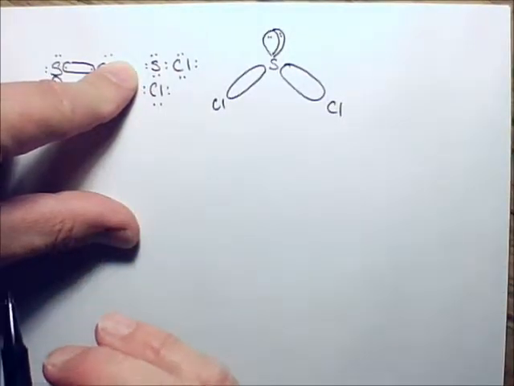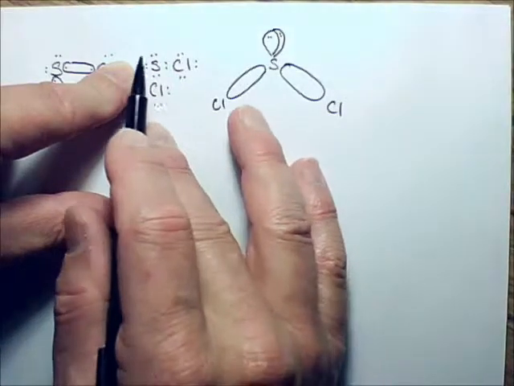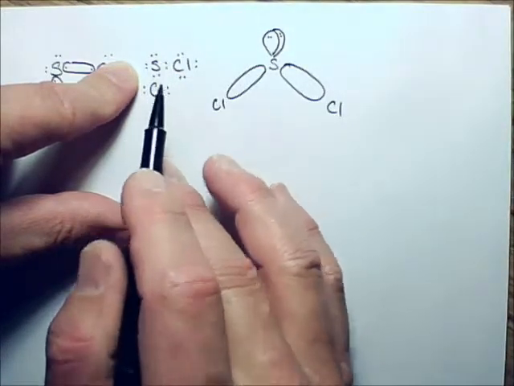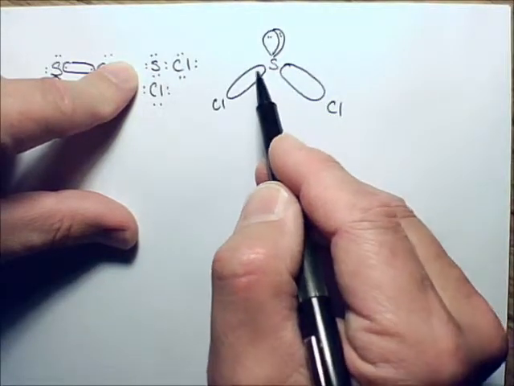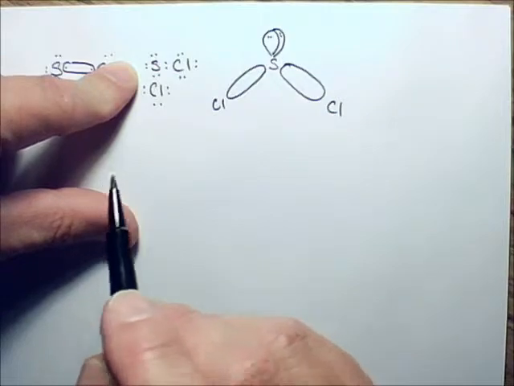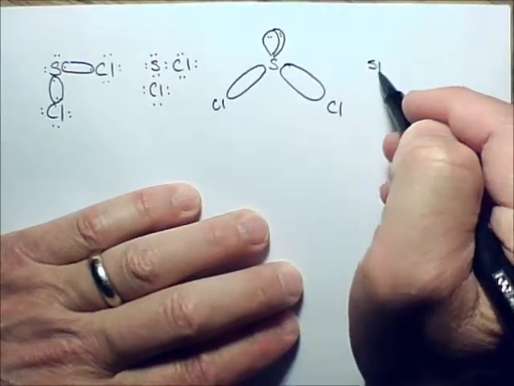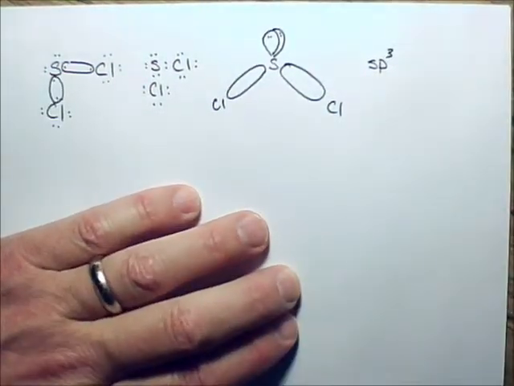Lone pairs, when we're doing the Lewis dots anyway, are the result of hybridized orbitals. And the only hybridization that has 1, 2, 3, 4 hybridized orbitals is sp3. Okay?